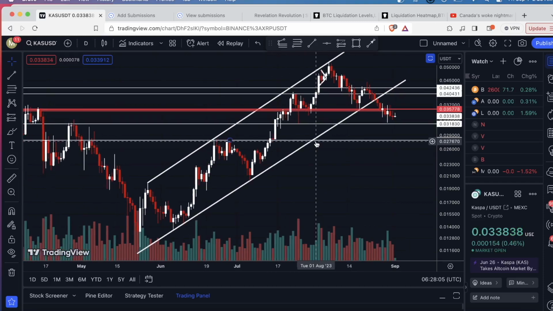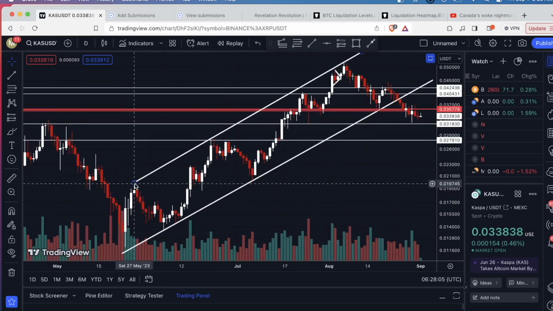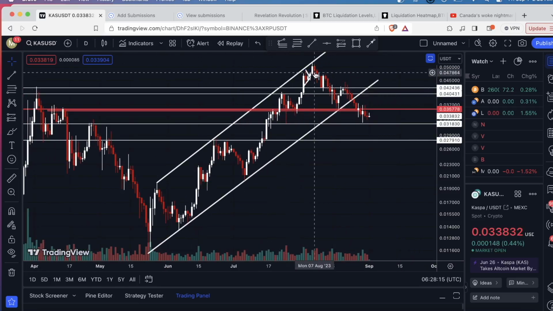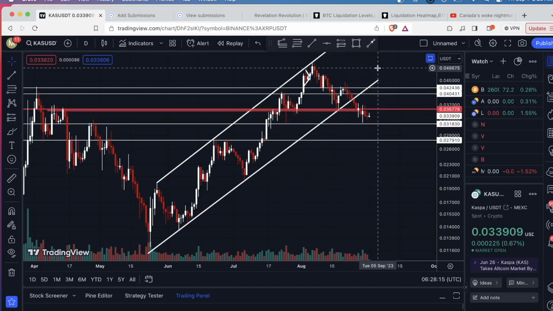In addition to that, I would recommend that you do the same thing, but just draw from the tops of these highs here. So the upper line of the ascending channel, okay? So draw those because these will be relevant in the future as the price comes back up.